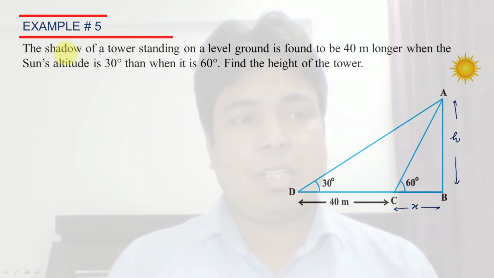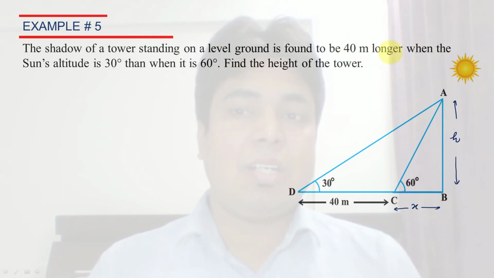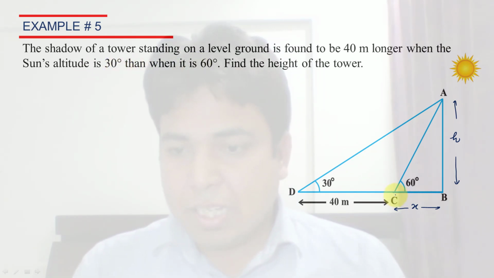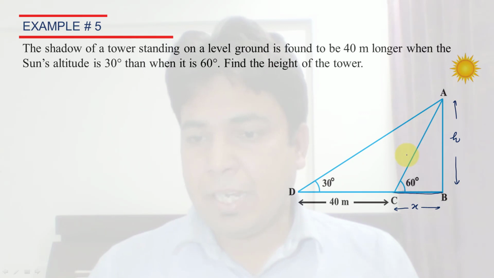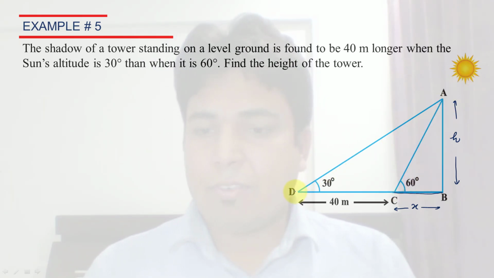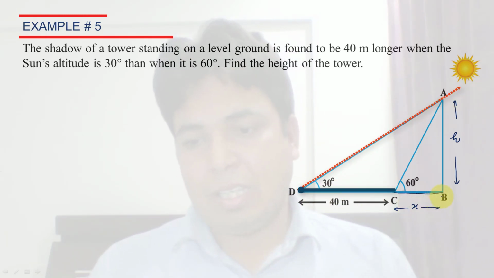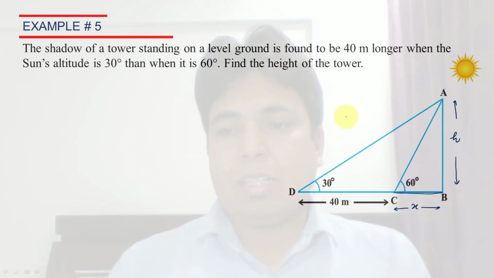Let's read it again. The shadow of a tower standing on a level ground is found to be 40 meters longer when the sun's altitude is 30 degree than when it is 60 degree. So you can see this is the shadow. This is the shadow of the tower when the angle of elevation is 60 for the sun. Now if the angle of elevation is 30, then this becomes 40 meter longer than the previous one. So find the height of the tower.